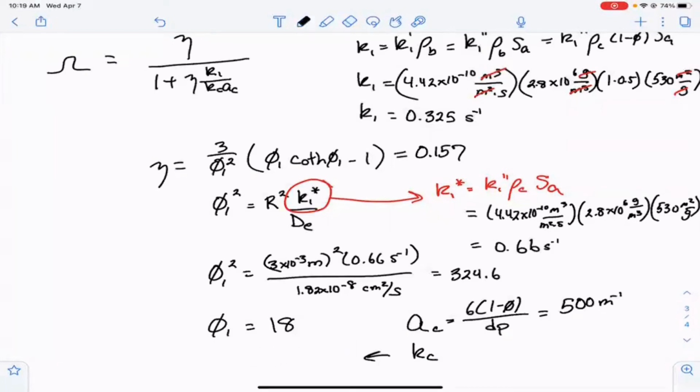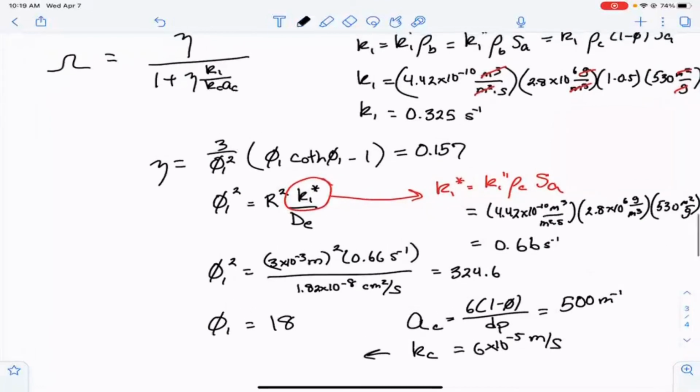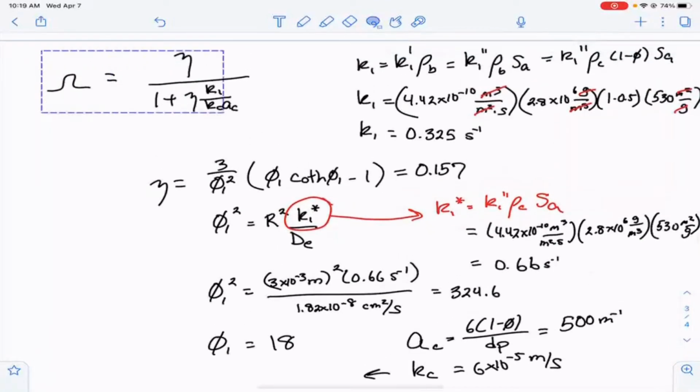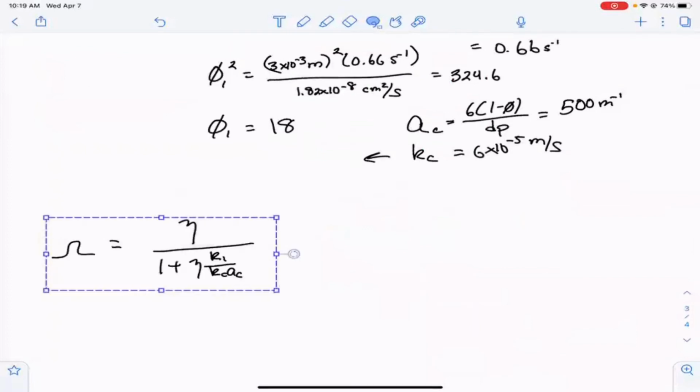And from that, you have the particle diameter. All those variables are still in there that you guys have had practice with already. And so that's going to be like 6 times 10 to the minus 5 meters per second as that mass transfer coefficient. Okay. So now we have all the information that we're going to need to calculate our overall effectiveness factor. Okay, so I'm going to just copy this down here.